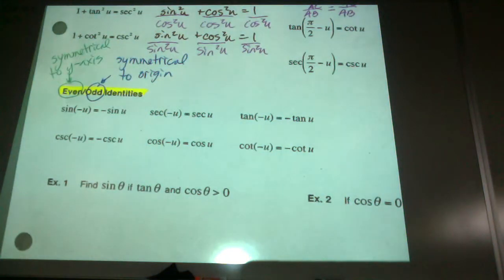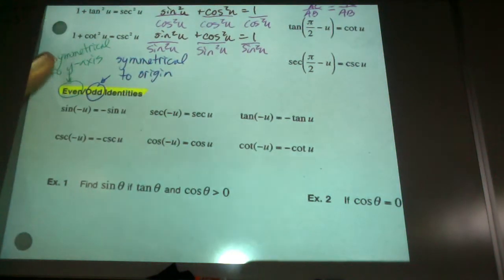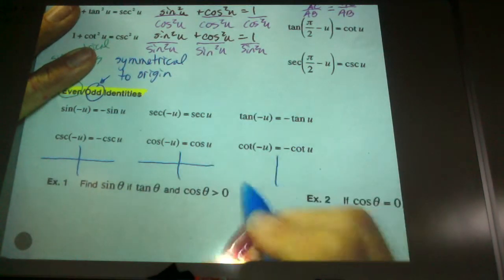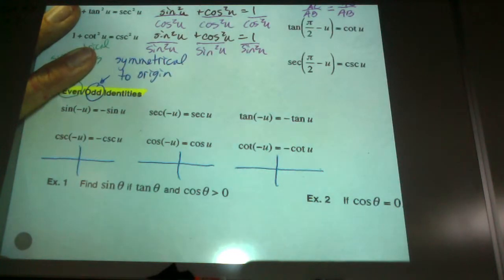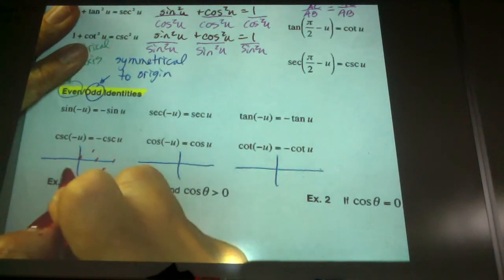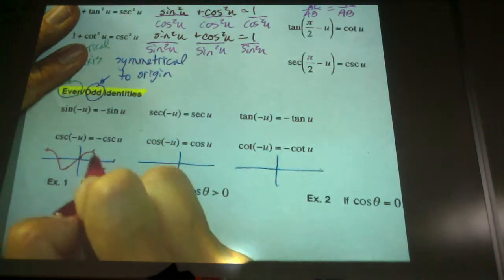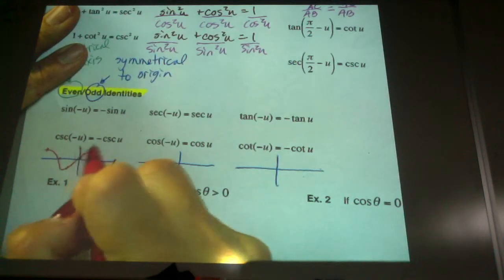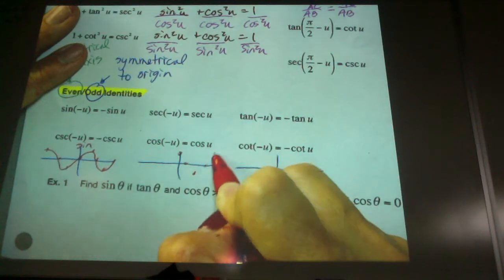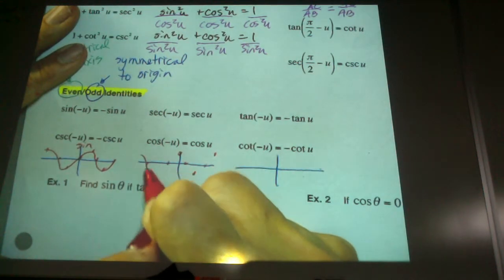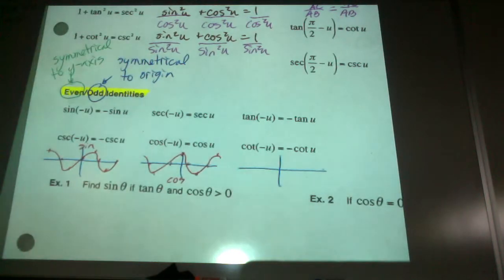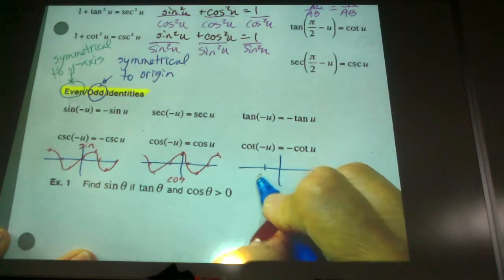So let's look at the graphs of sine, cosine, and tangent. I'm not going to do their reciprocals. And see whether they're even or odd. So sine starts at 0, up, 0, down, 0. And cosine is up, 0, down, 0, up. And tangent, I'm only going to do one period of tangent.